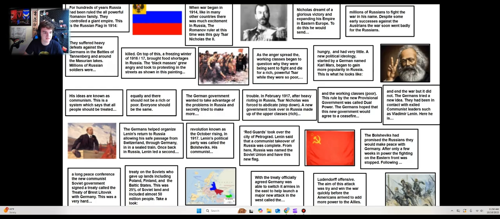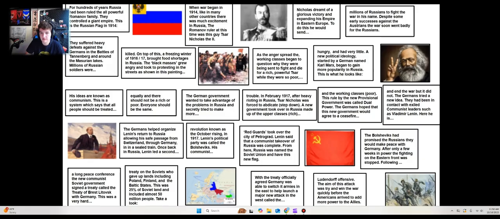This was a system that says that all people should be treated equally, and that there should not be rich or poor. Everyone should be the same. The German government wanted to take advantage of the problems in Russia, and secretly tried to make more trouble.